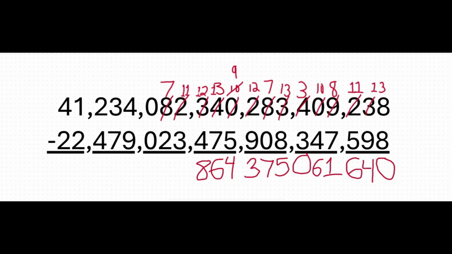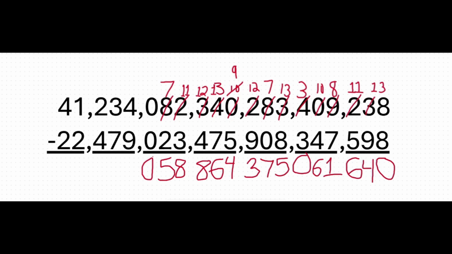11 take away 3, class, is going to be what? Very good. It's going to be an 8. And now in the next column, we have 7 minus 2. What is 7 minus 2 going to be, class? Very good. It's going to be a 5. How about 0 minus 0? What is that going to be? Very good. It's going to be a 0.